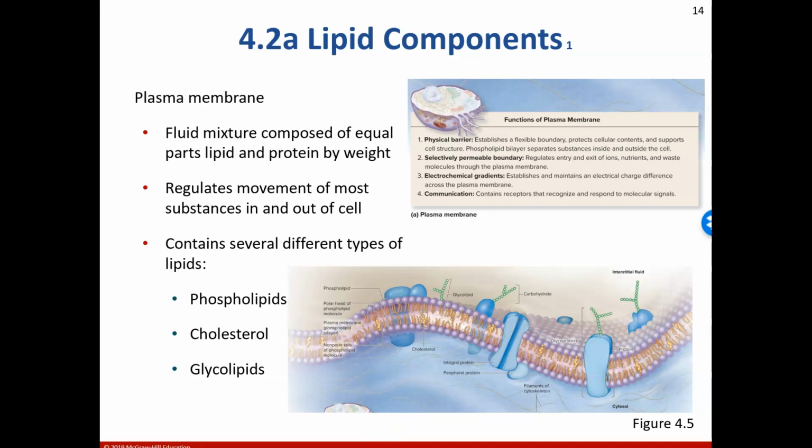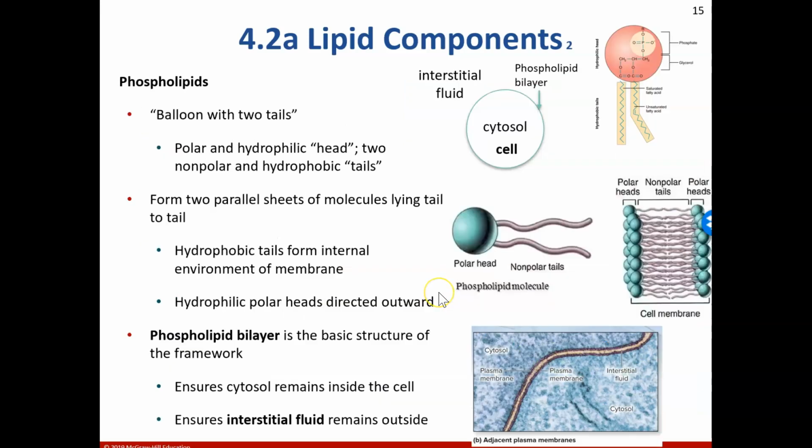Our plasma membrane has a fluid mixture composed of equal parts of lipid and protein by weight. We're going to be able to regulate movement of most of our substances in and out of the cell, and we'll see that we have a ton of different types of lipids. We have phospholipids, we have cholesterol, which is pictured in the yellow here. They're tiny structures, and we also have glycolipids. First, we'll discuss the phospholipids.